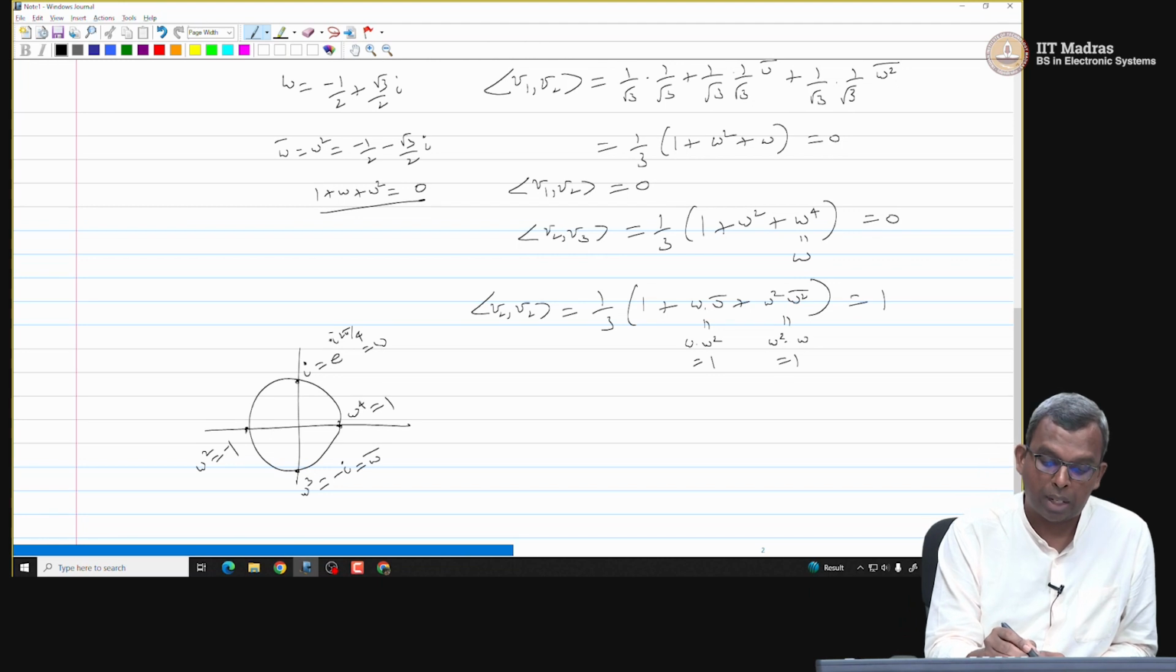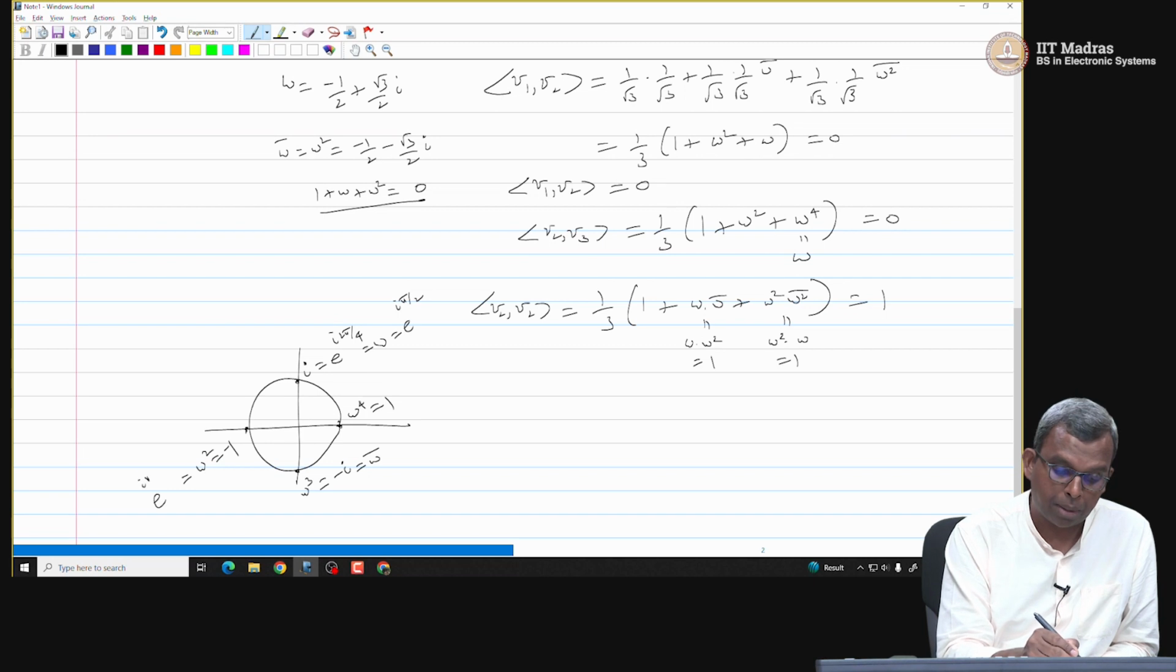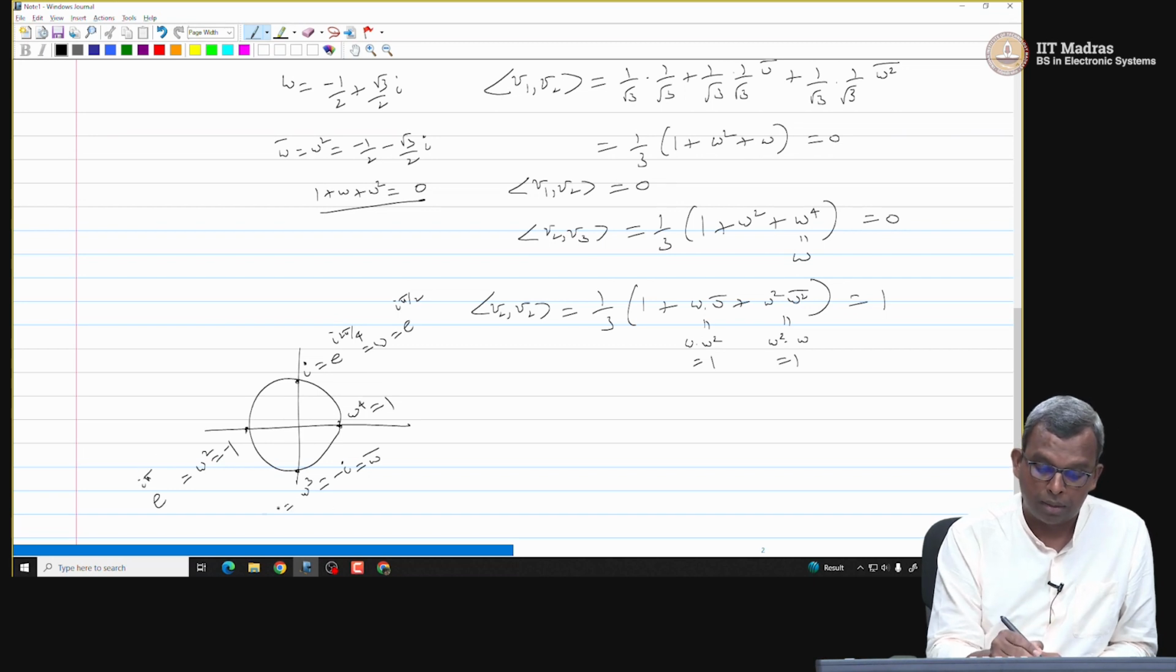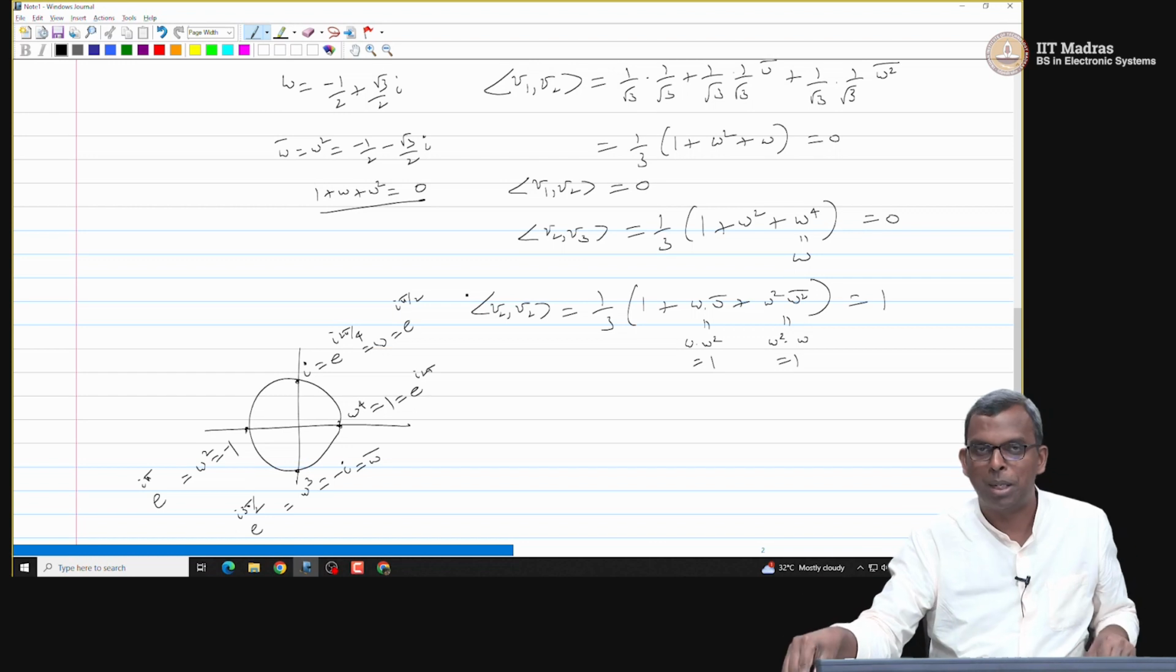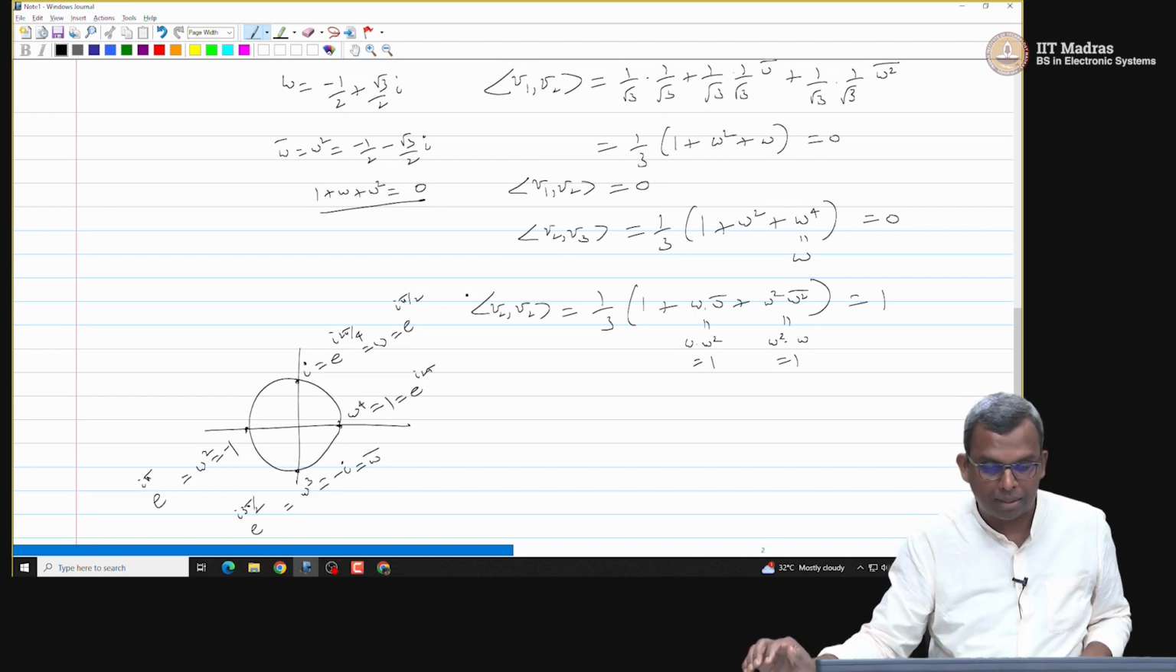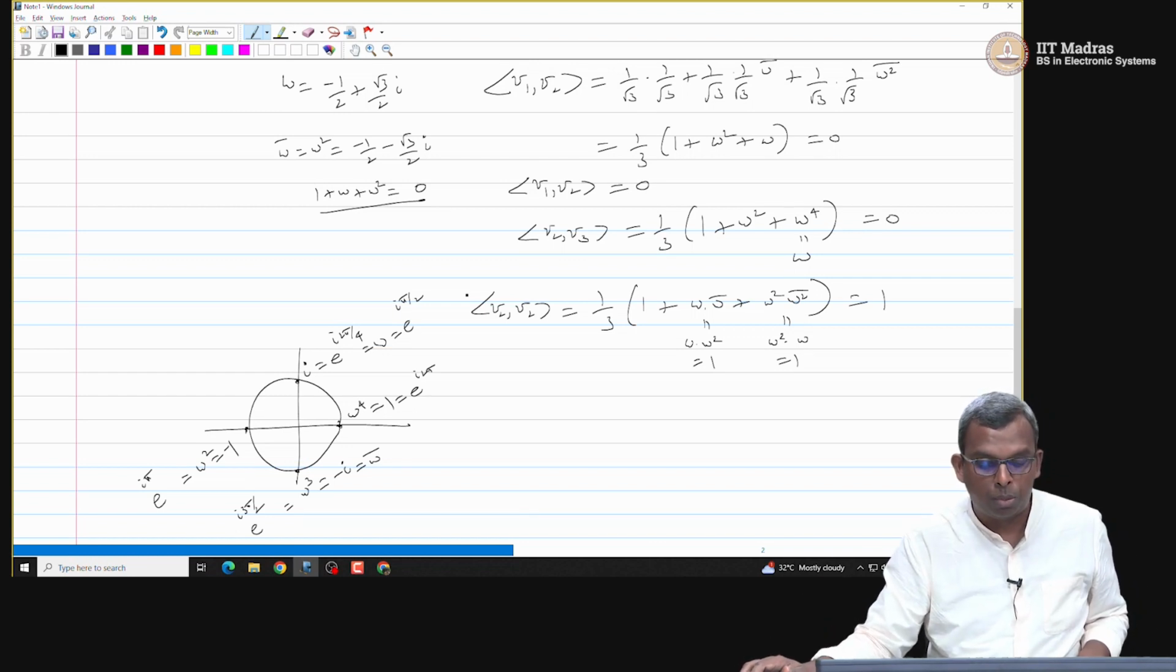So, e power i 2 pi by 4, where theta is pi by 2, is the same as e power i pi by 2. Omega squared is e power i pi, on the other side. Omega cubed is e power i 3 pi by 2. Omega power 4 is e power i 2 pi. That is how I quickly wrote the pi by 2 multiplication. That is all that you need about this.